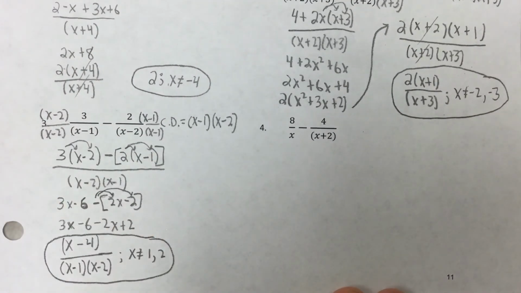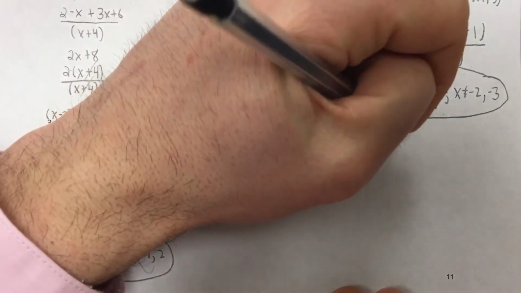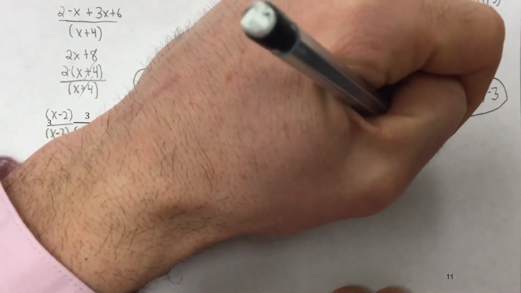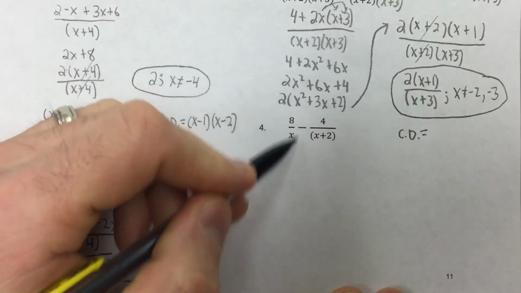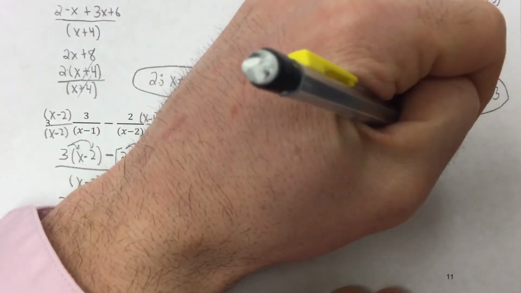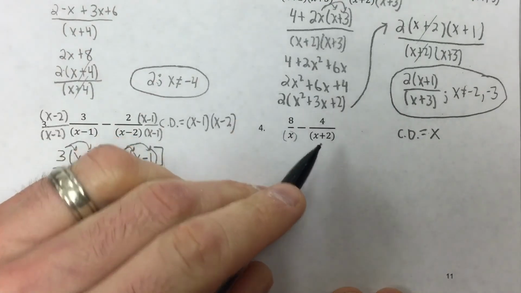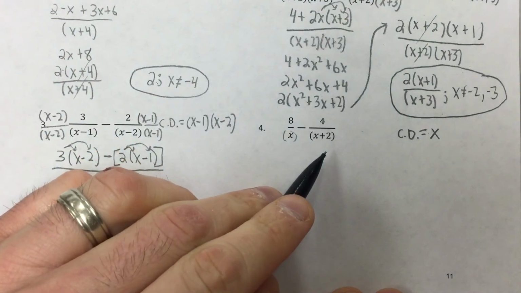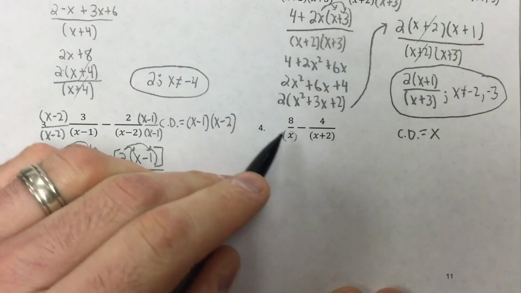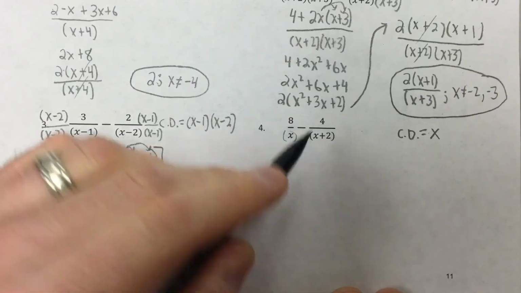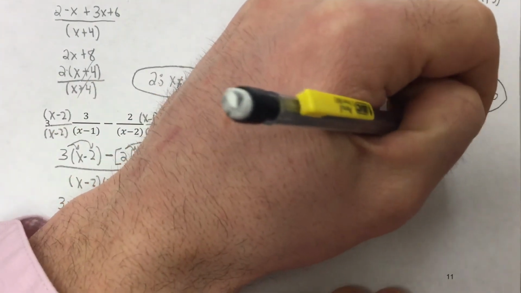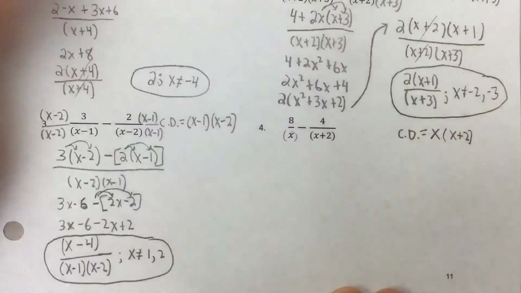All right, and the last one. First thing we need is our common denominator. And again, we can't leave any factor out. So this fraction has a denominator of x, just the factor of x. This has the factor of x plus 2. So these are two separate factors. I have a factor of x and a factor of x plus 2. So together would be my common denominator.